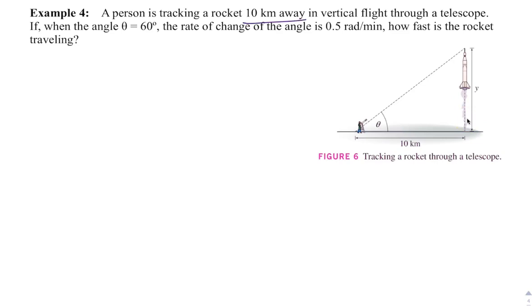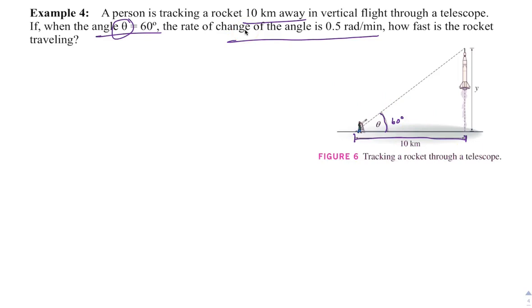So that's 10 kilometers. That's not going to change. That's probably a constant. Good for us. A vertical flight through a telescope with an angle of this, 60 degrees. So that angle is 60 degrees. The rate of change of the angle is 0.5 rad per minute. So already we're talking about the angle. That's not going to be a constant, right? As this rocket goes up, that angle is going to get higher and higher. So 60 is not a constant. 10 is, 60 is not.